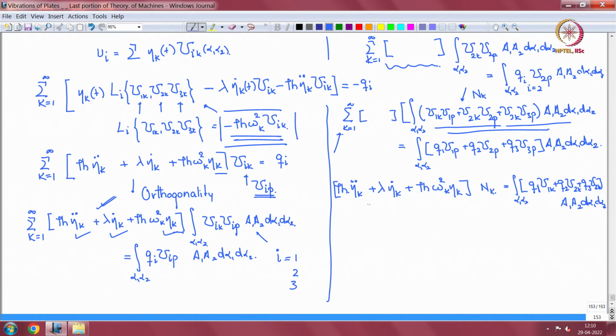Okay. Now what happens? Now if I bring this to the other side and divide by rho h, I get eta k double dot plus lambda by rho h eta k dot plus omega square k eta k is equal to 1 by rho h nk integral over alpha 1 alpha 2 q1 u1k plus q2 u2k plus q3 u3k a1 a2 d alpha 1 d alpha 2.